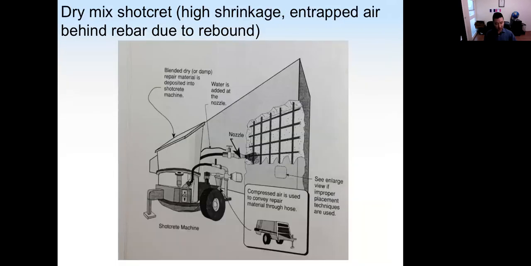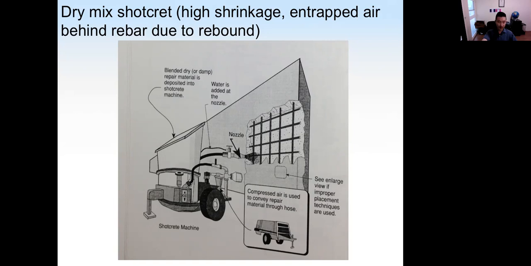This is another method of placement called dry mix shotcrete. We discussed shotcrete before, which can use a pump to pump the concrete through a nozzle at very high speed. For dry mix shotcrete, in the procedure shown here, the blended dry repair materials are in the shotcreting machine. The water is added right around the nozzle area, right before the concrete is shot out of the nozzle.